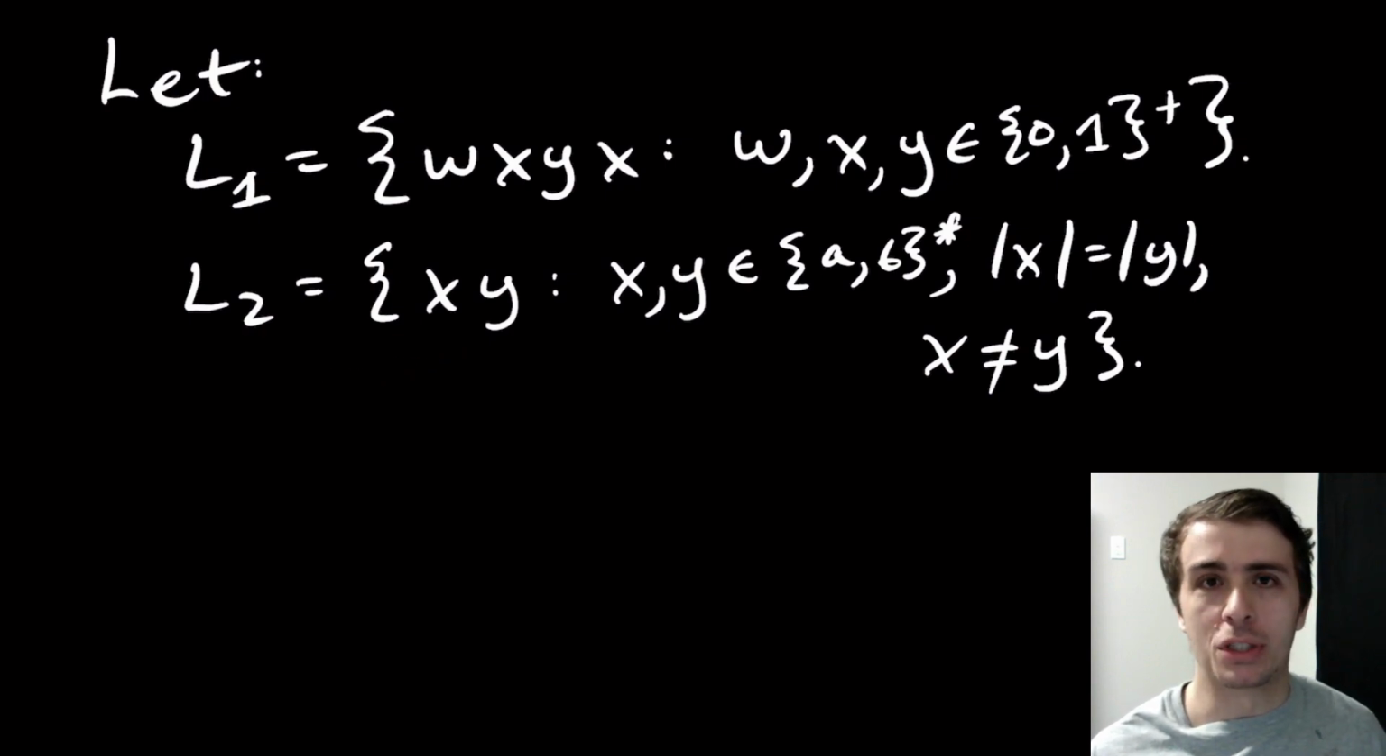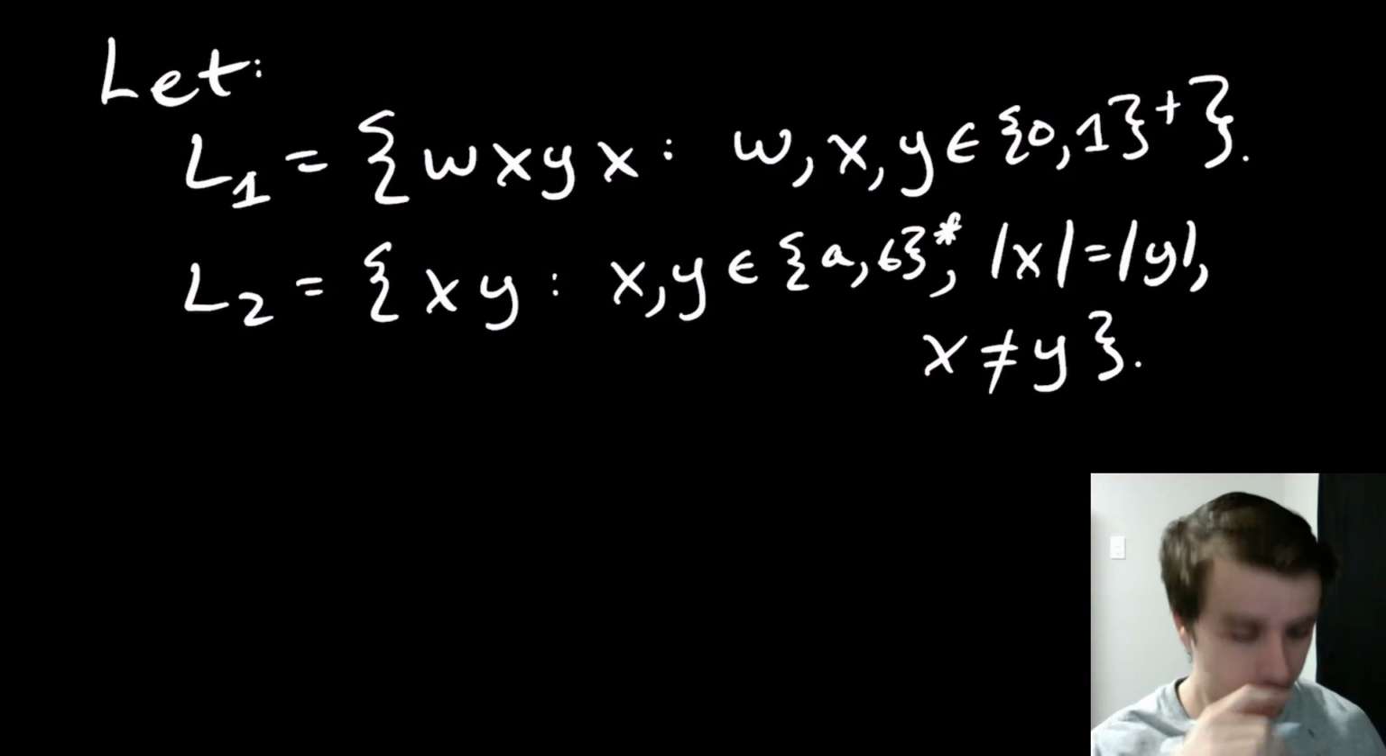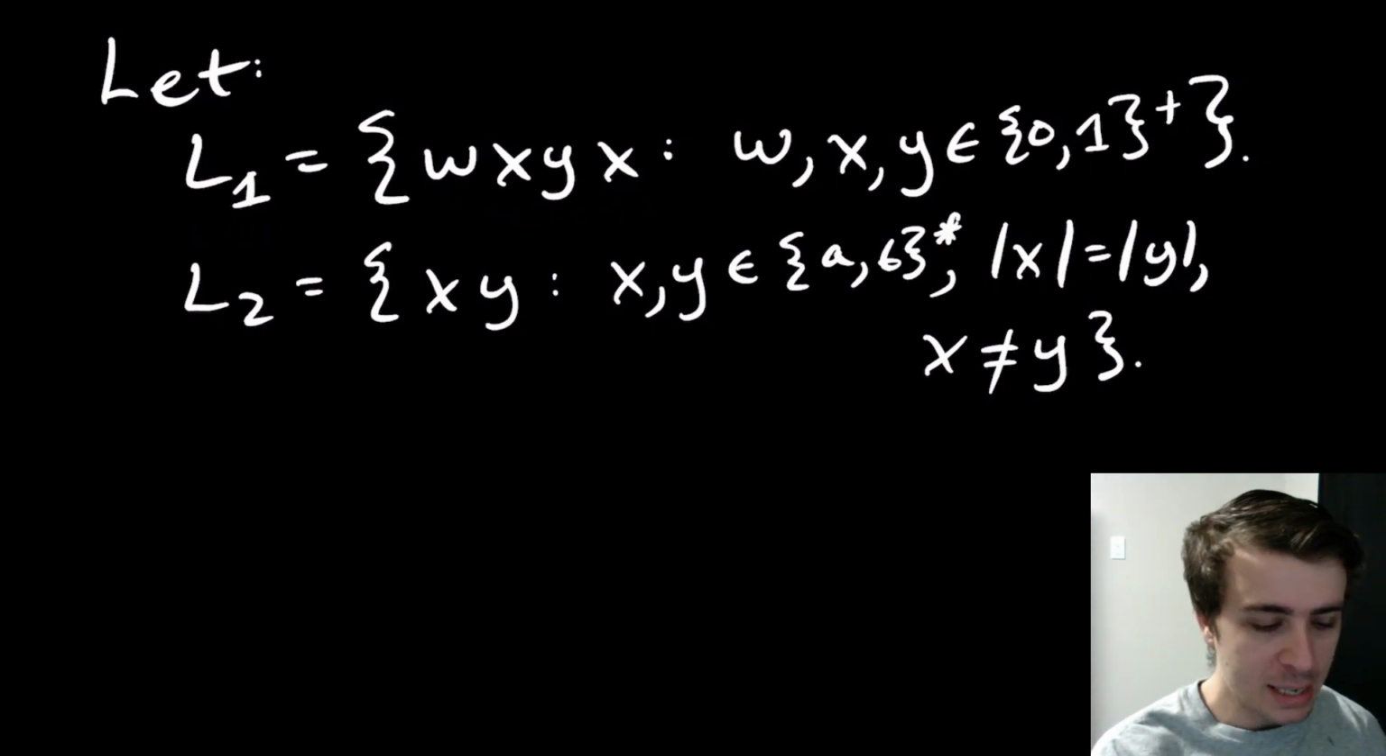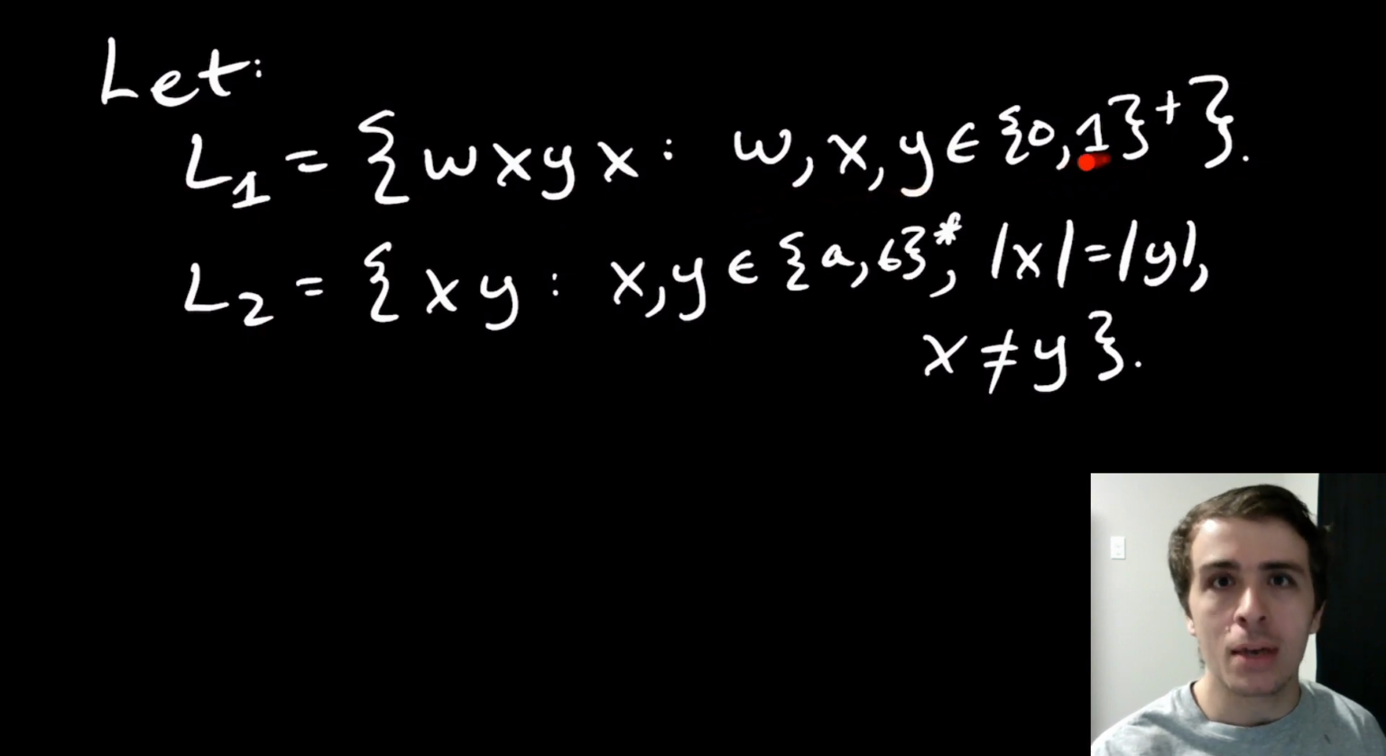All right, so the question is, we have these two languages right here, and essentially what the question boils down to is what are these languages? Are they regular, context-free, or something else? So we have a language L1 here, which is WXYX, where each of the three pieces are just arbitrary non-empty 0, 1 strings. We know they're non-empty because of the plus up here.